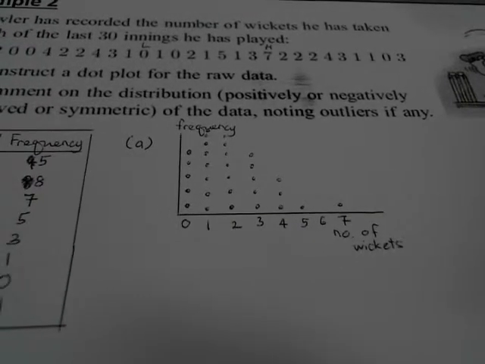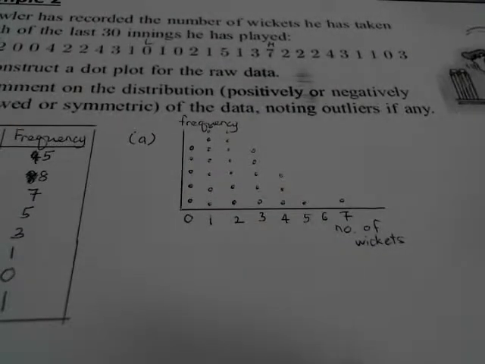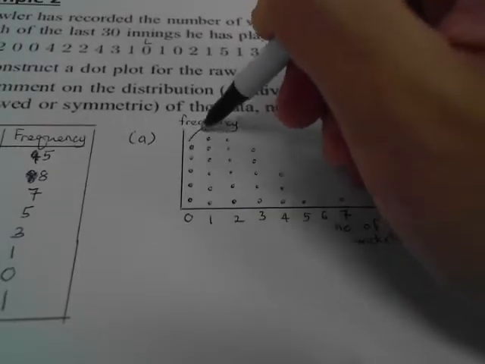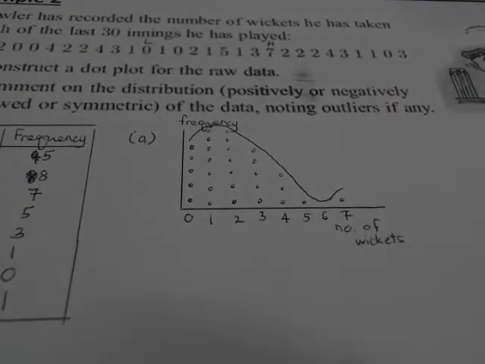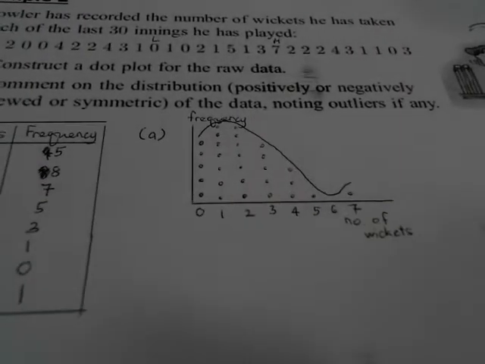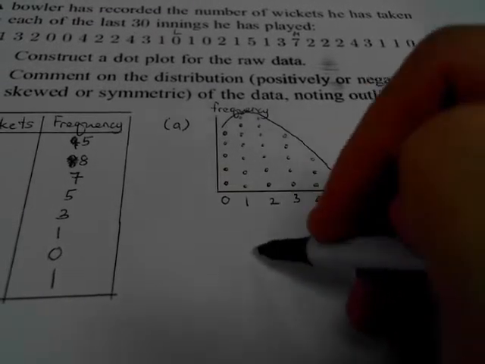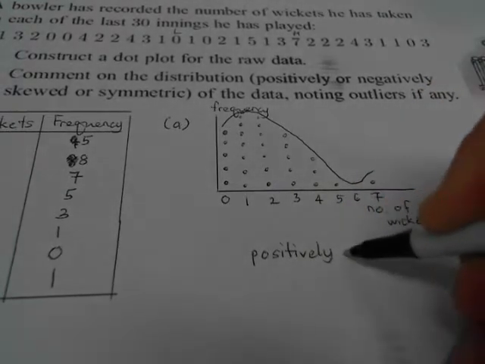Now, let us comment on the distribution, positive, negative skew, or symmetric, of the data, noting outliers if there are any outliers that we have here. So basically to comment on that, we will still draw that line going down here, and there we go. What can we comment about the distribution? What do you reckon? Yep, I heard positive distribution from you guys. Good. So it is positively distributed.